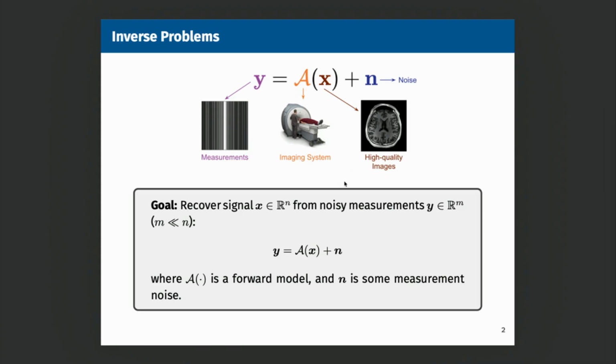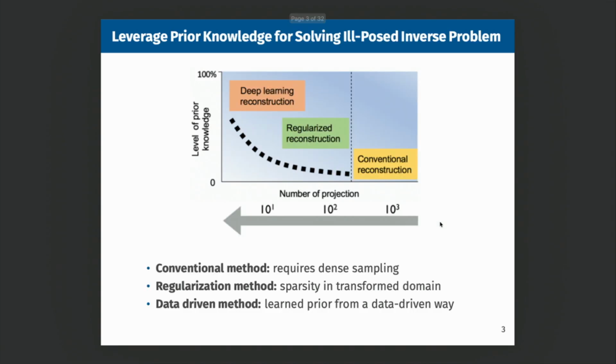The topic of this presentation is about solving inverse problems. In inverse problems, the goal is to recover some signal X from its noisy measurement Y. The measurement is obtained through a forward operator, A, which can be either linear or nonlinear. Typically, the number of measurements is smaller compared to the dimension of your data. That means the problem is ill-posed. There are infinitely many solutions to this problem. That's why typically we need some prior for solving it.